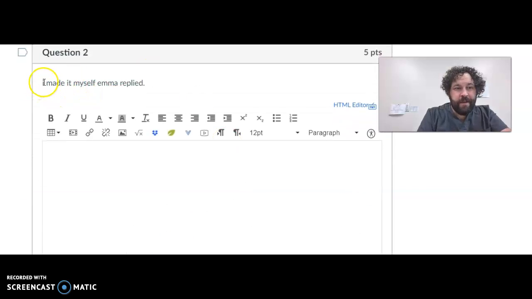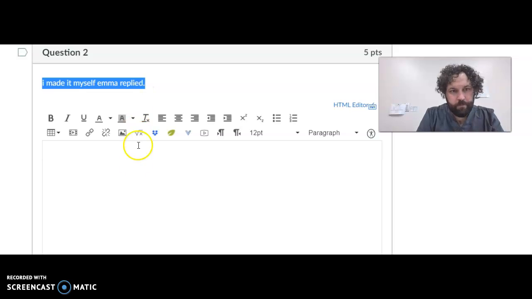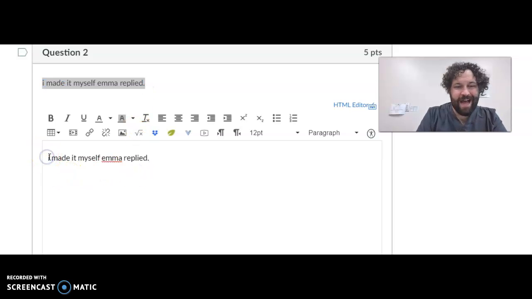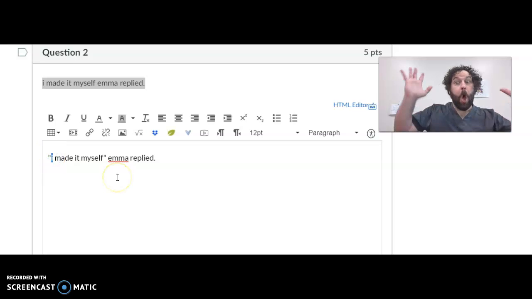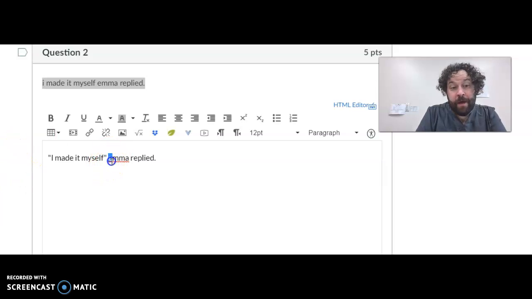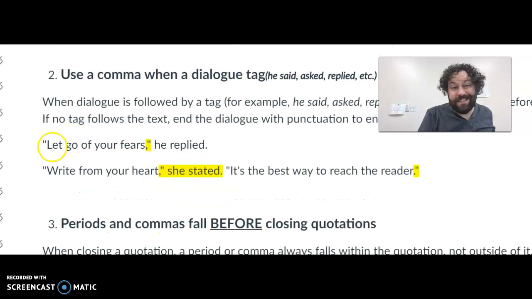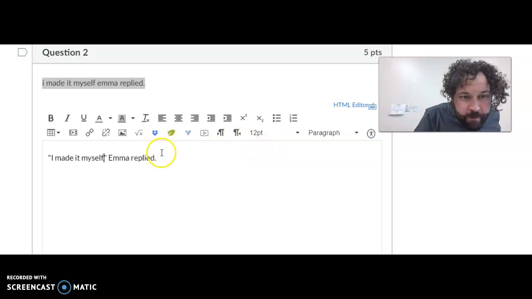I made it myself, Emma replied. Okay? What's being said out loud? I made it myself. Bingo. Emma replied, there's already a period at the end, so that's good. Do we need to capitalize the I? Always! That word always gets capitalized on its own. Emma gets capitalized because it's a proper noun. It's a name. We always capitalize names. What about this space? I made it myself. Emma replied. It's the same as let go of your fears. He replied, comma, period, in those two places. So put the comma in.